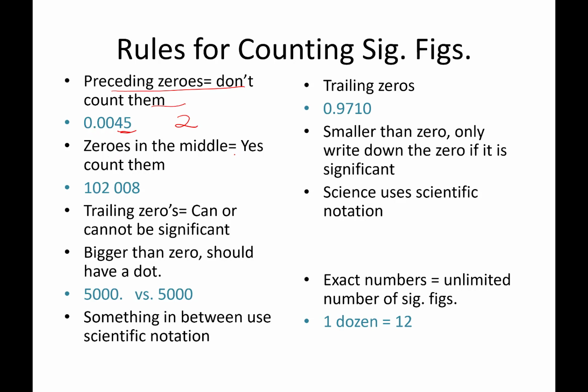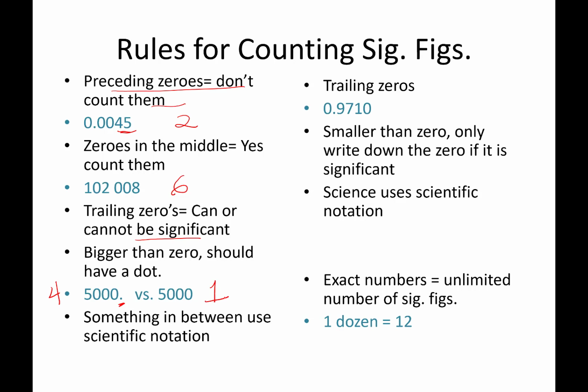Zeros in the middle of the number do count. So how many significant figures here? There are 6. Trailing zeros, they can or cannot be significant. If there is a dot at the end, that's an indicator that all of the digits in front of them should be included. If there's no dot, they should not. So in this situation, there are 4 significant figures. In this situation, there are 1.